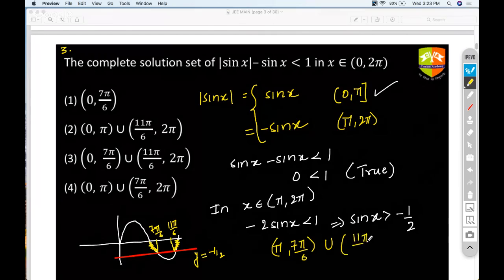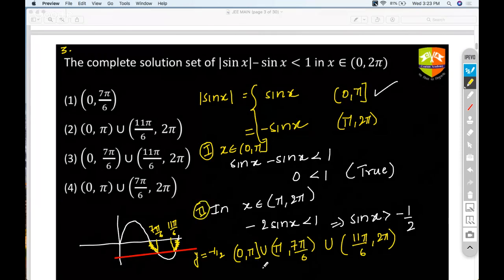11 pi by 6 to 2 pi. Now, finally, what I have to do is take the union of 0 to pi with this interval as well, because there were two cases. This was your first case where you had taken x between 0 to pi. And this was your second case where you had taken x between pi to 2 pi.